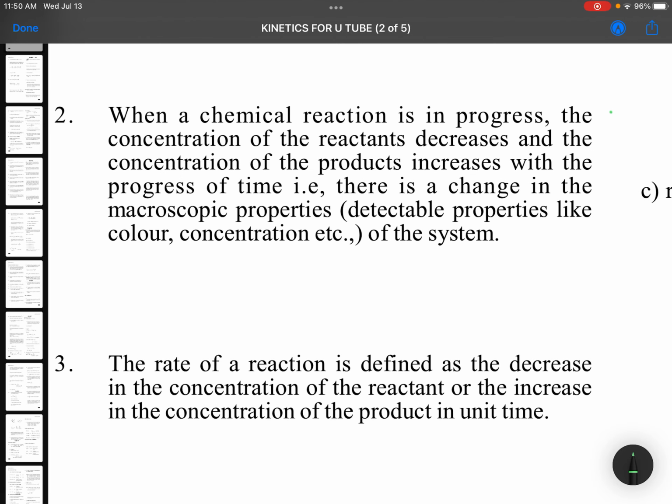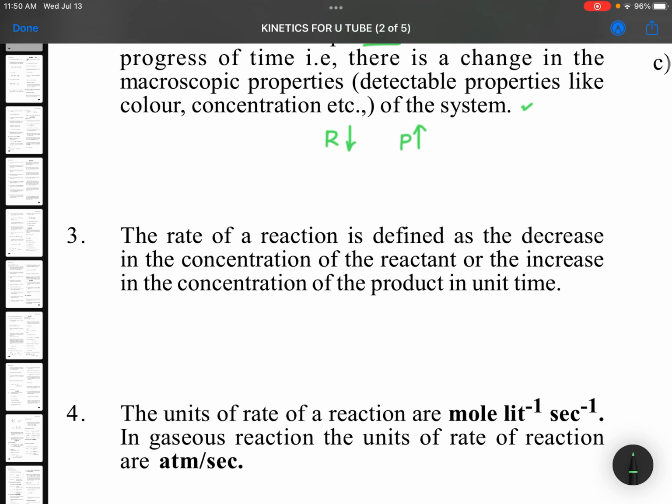When a chemical reaction is in progress, generally, the concentration of the reactants will decrease and the concentration of the products will increase from time to time. That means 5 minutes, 10 minutes, 20 minutes, the reactant concentration will come down, the product concentration will go up. That means there is a change in the macroscopic, detectable properties like color, concentration, etc. of the system. This is a regular point. So concentration of the reactants decreases and concentration of the products increases.